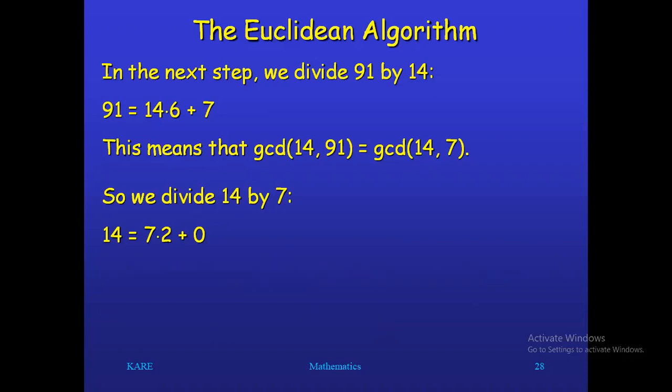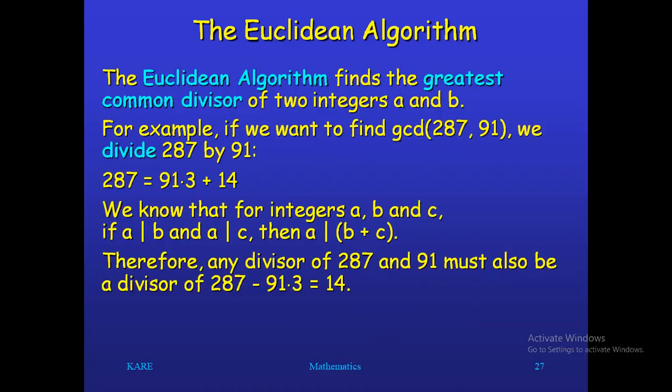Here is the same thing step by step. We want to find GCD of 287, 91. This is the question. First, we divide 287 by 91. We write it in terms of A is equal to BQ plus R. Then we use the concept for integers A, B, and C: if A divides B and A divides C, then A divides B plus C. Therefore, any divisor of 287 and 91 must also be a divisor of 287 minus 91 times 3, that is equal to 14.